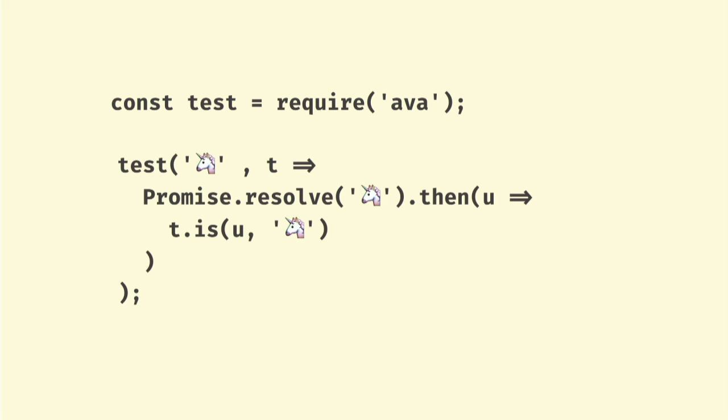So here, we just want to test to see if this unicorn is in fact a unicorn, right? And if you're not familiar with this syntax, don't worry, it's ES6, it'll be coming eventually. But essentially, AVA tests have two parts, and only one of them is really required, and that's the actual test body. Right here, what we're doing is essentially just returning a function that is a promise that resolves with the value unicorn, and then we check to see, is u equal to the unicorn, right? This is a very contrived example, but AVA is very simple.